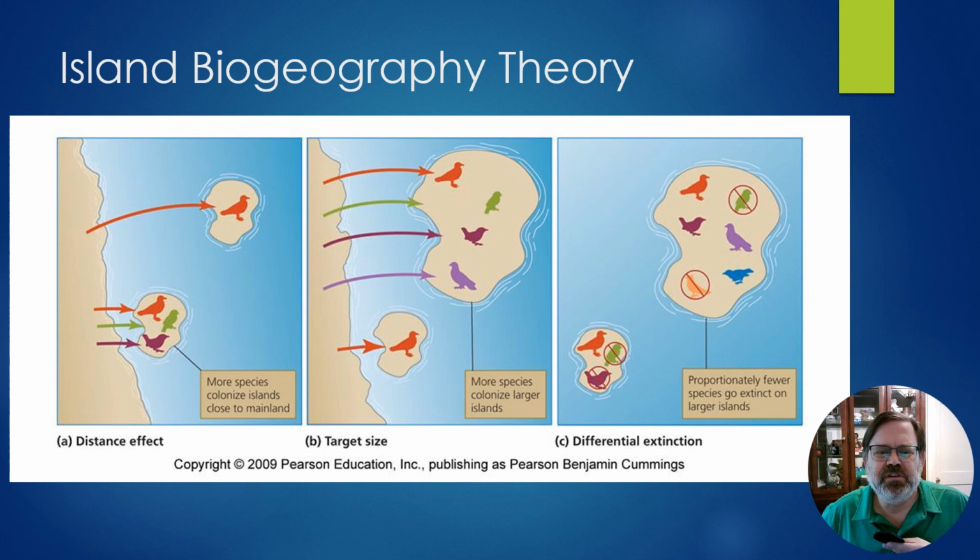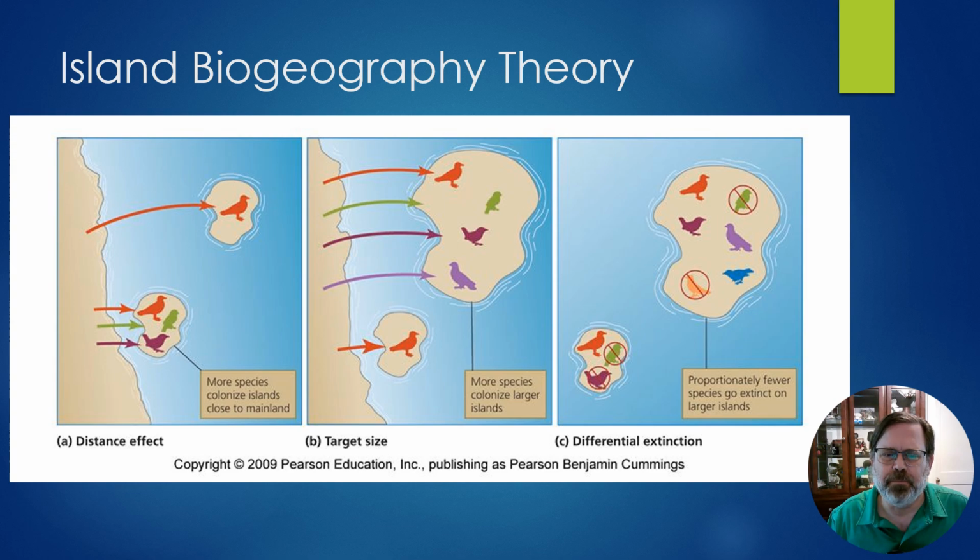So this depicts this graphically, the distance effect. If you had a near island and a far island, you might expect more species on the near island because the migration rate is higher. The species don't have to disperse as far to get there. A far island would have fewer species. The extinction rate should be about the same, but the immigration rate would be lower.